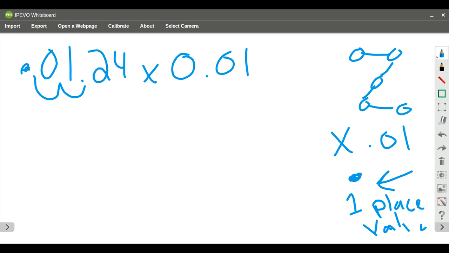So my new value for this is going to be decimal 0.0124. So it's going to be 124 ten thousandths is what my new value is going to be when I multiply that by 1/100th.